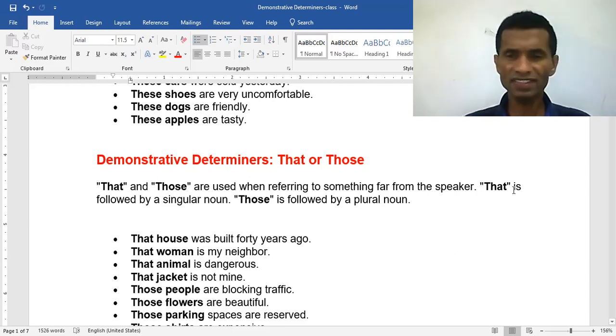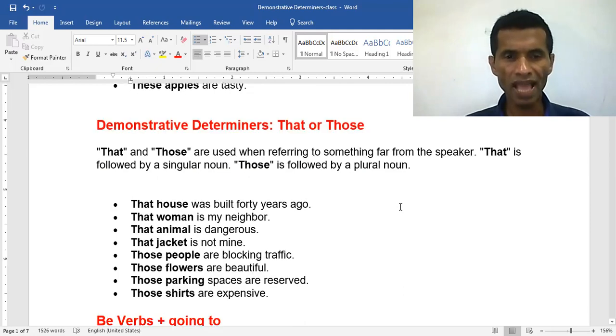That is followed by a singular noun, right? See, after the word that, we should use a singular noun. After the word those, we should use a plural noun. Those is followed by a plural noun.